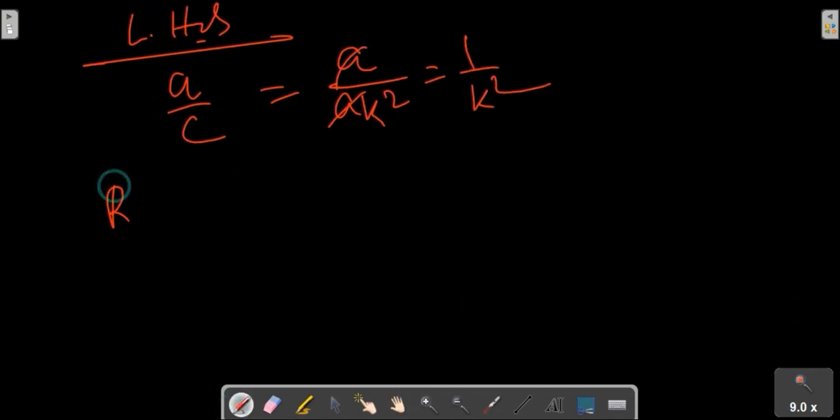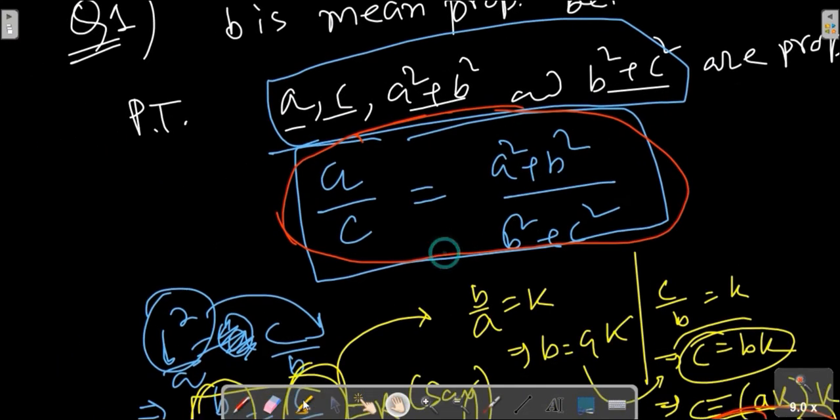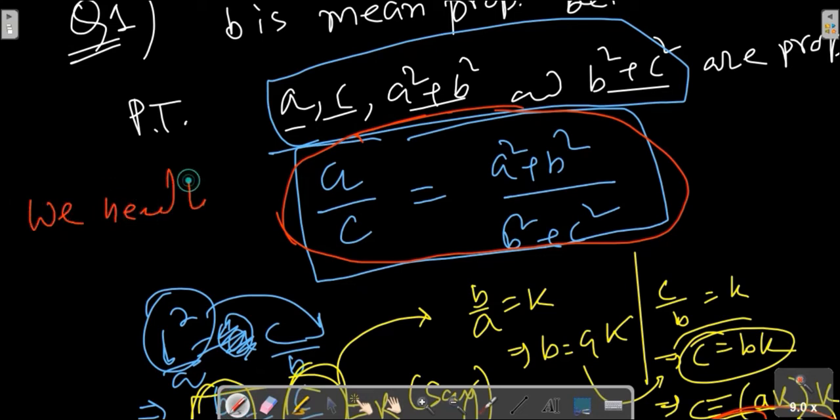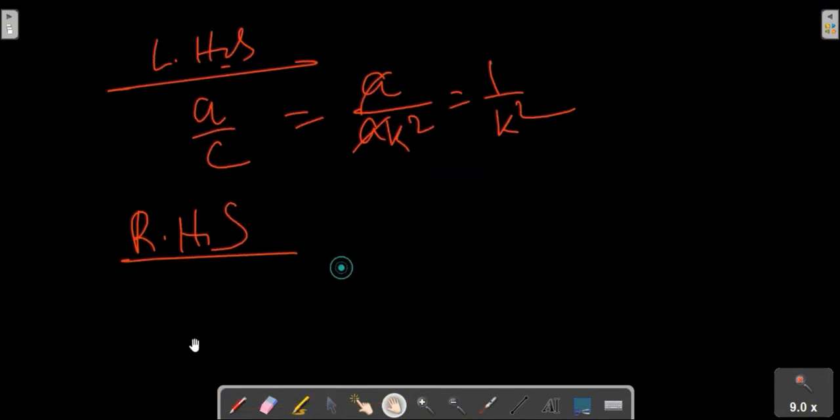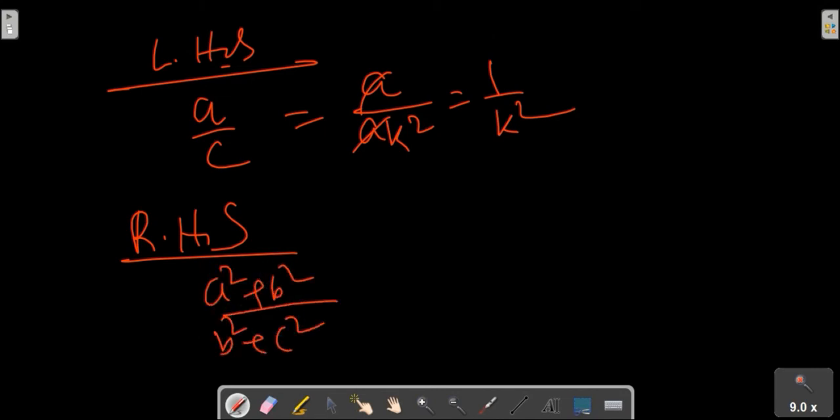Now I'll put it in the right hand side, the proof part, this one we need to prove. So let us write here, we need to show. In the right hand side you can see a square plus b square by b square plus c square. So in the right hand side I will get a square plus b square by b square plus c square, I guess. Yeah. So let us put all the values here.